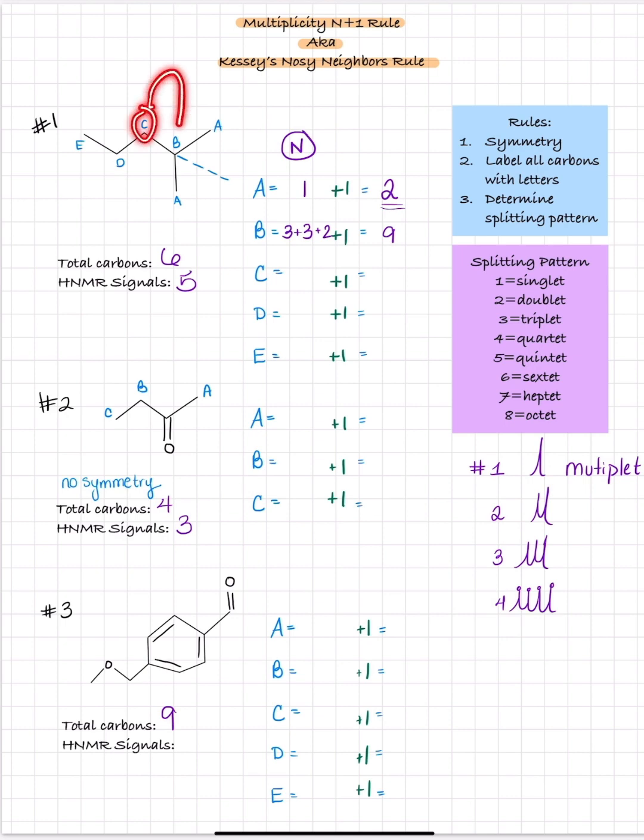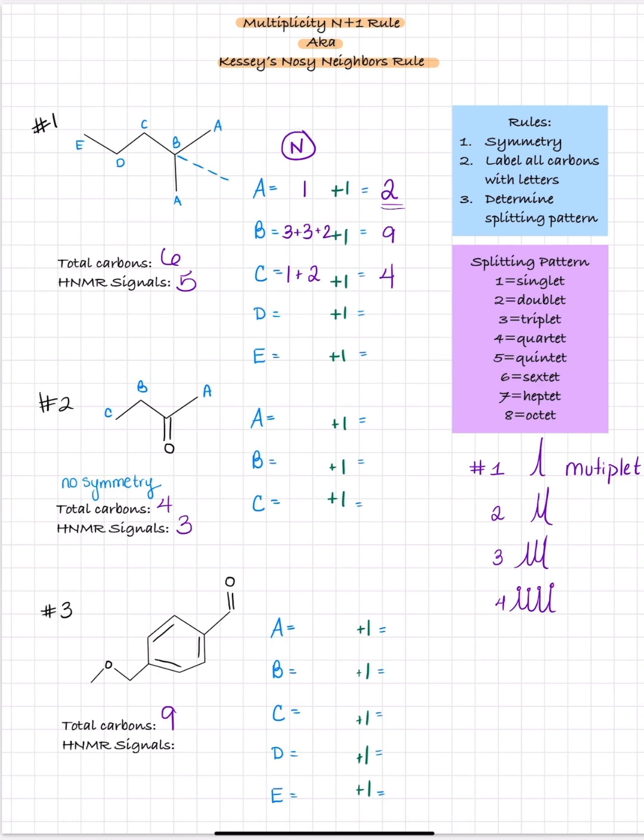So when we get to letter C, same idea. C is next to B and D, so we're counting the hydrogens on B and D. B only has 1 hydrogen, D has 2 hydrogens, plus 1 would now be 4 and would be labeled as a quartet.